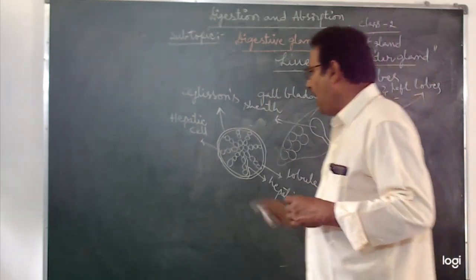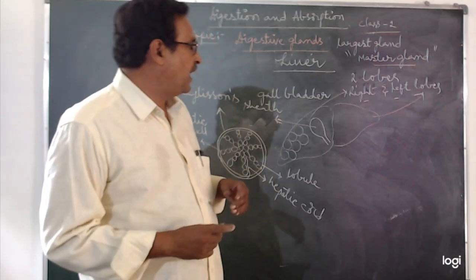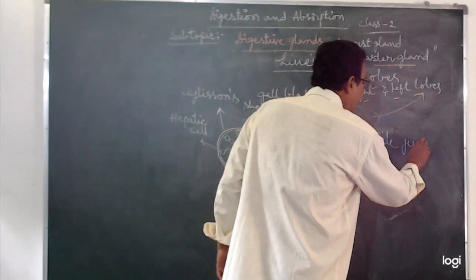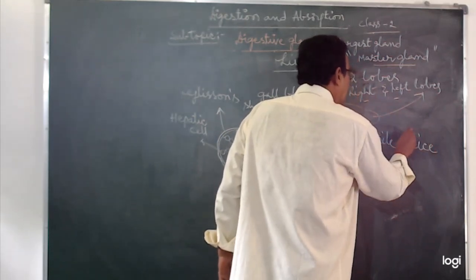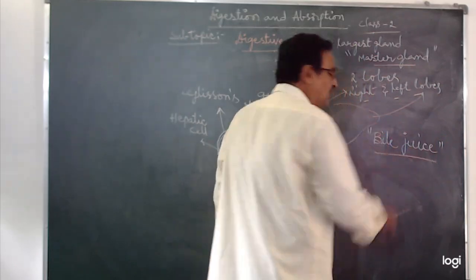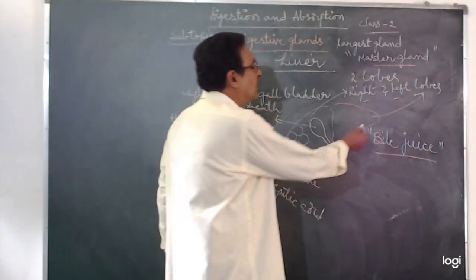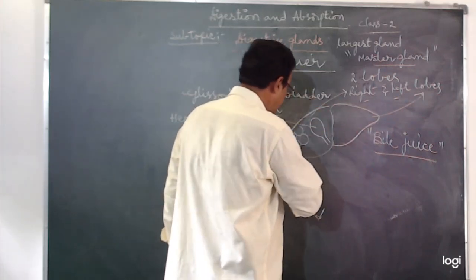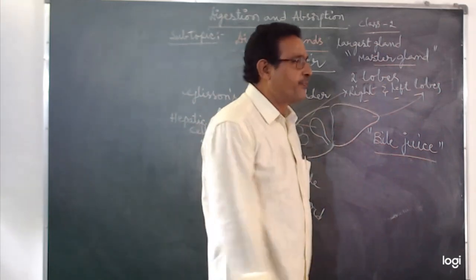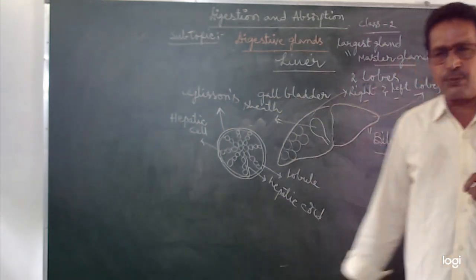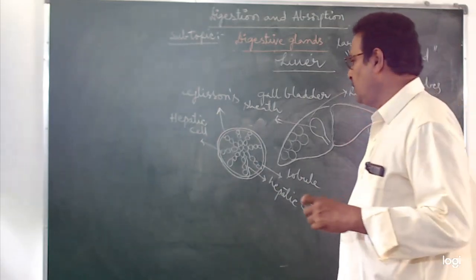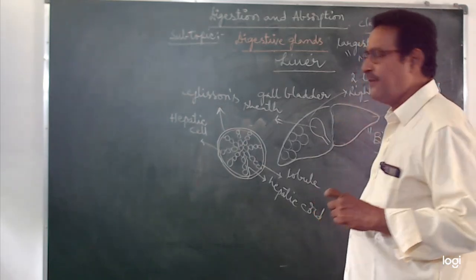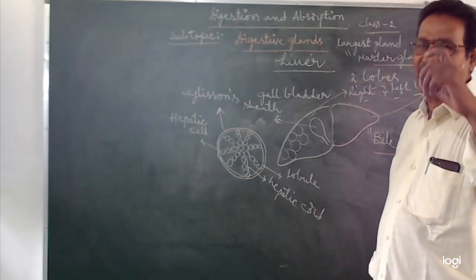Okay. Hepatic cells secrete a juice called bile, bile juice. A small duct is given by each and every hepatic cell.